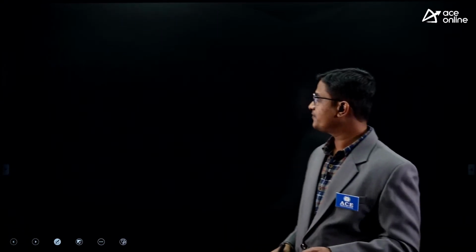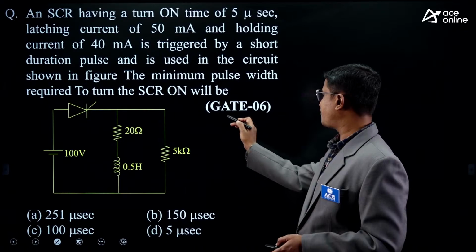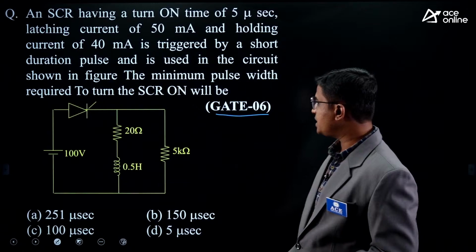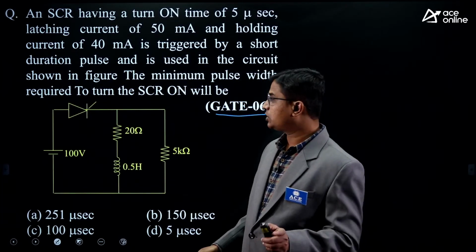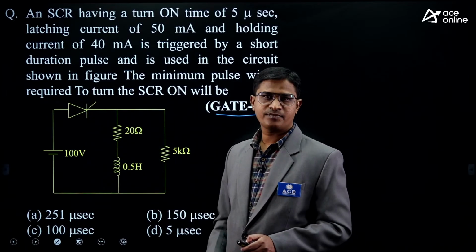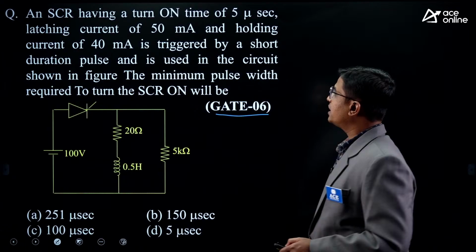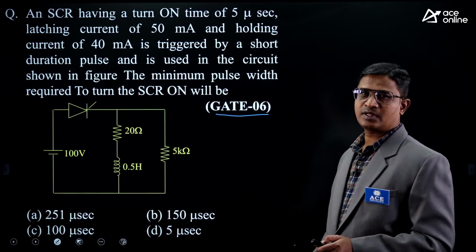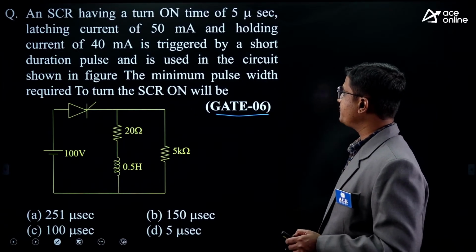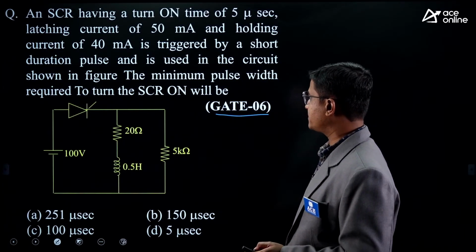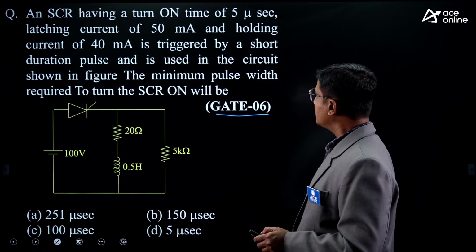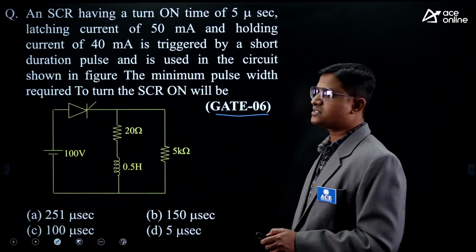Let us discuss one more case. This question is from GATE 2006. Now, if you check in this circuit, we have two loops, na? First and here it is second. They have given two parallel branches here. An SCR having a turn on time of 5 microsecond, latching current of 50 milliampere and holding current of 40 milliampere is triggered by a short duration pulse and is used in the circuit shown in the figure. The minimum pulse width required to turn on the SCR will be.